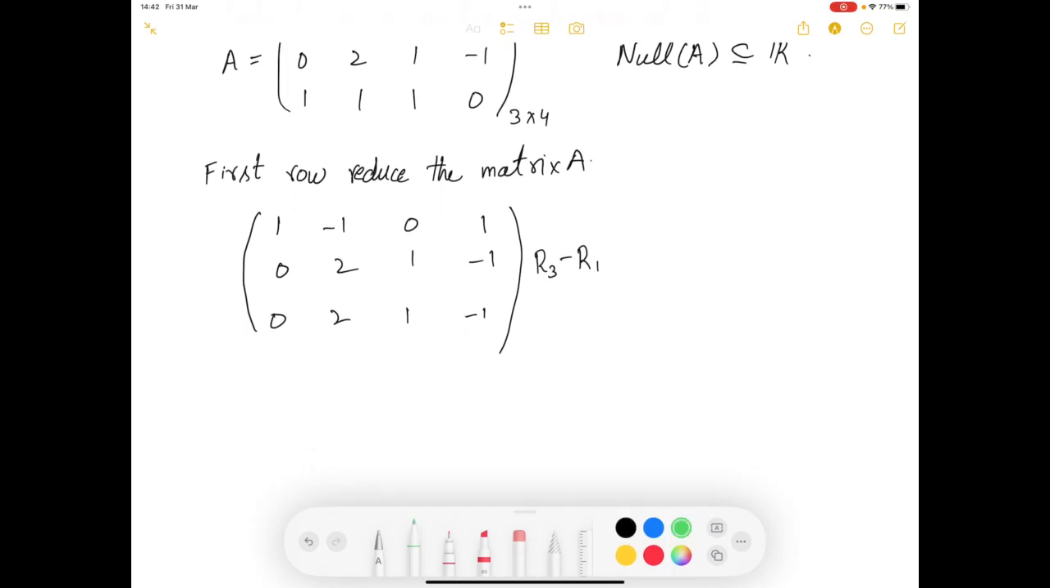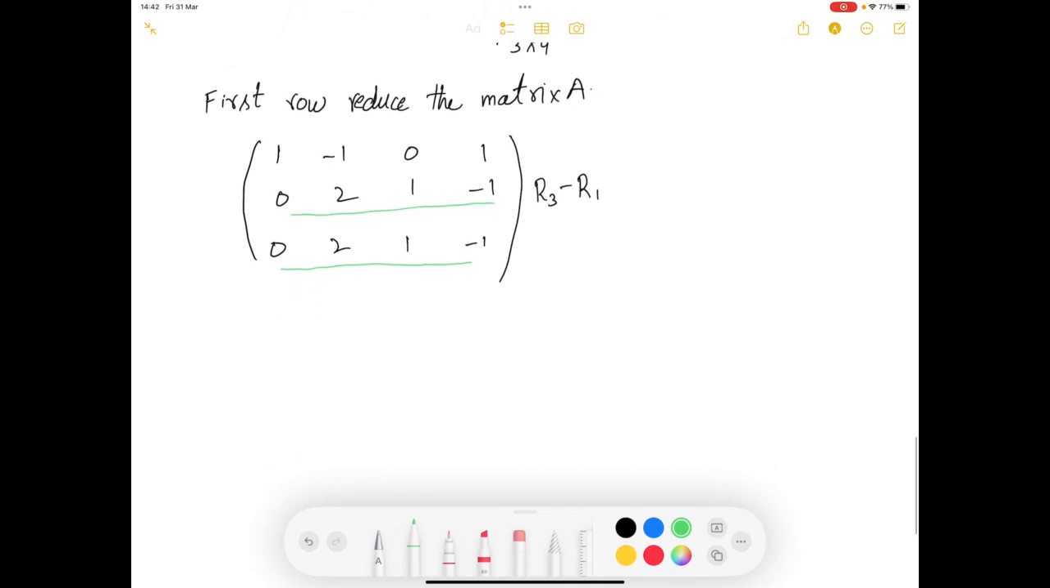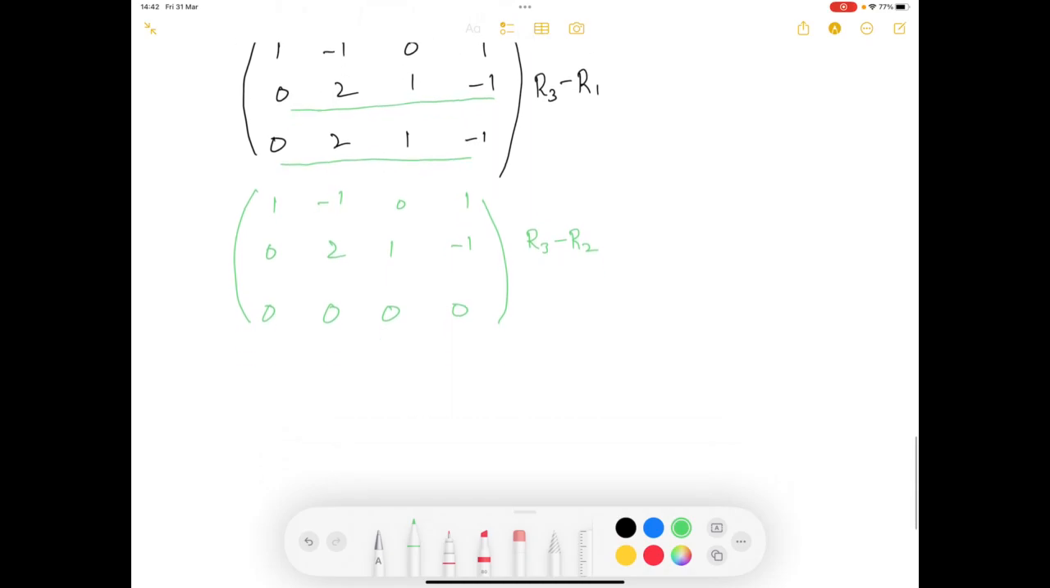Now we can see that this third row is a multiple of the second row. So when we subtract R2 from R3, we'll get a 0 in the R3 row. So first we write these entries 1, minus 1, 0, 1. This will be 0, 2, 1, minus 1, and this will be a 0 row, because all the entries in the third row are the same as in the second row.